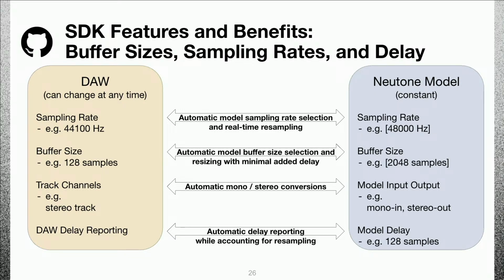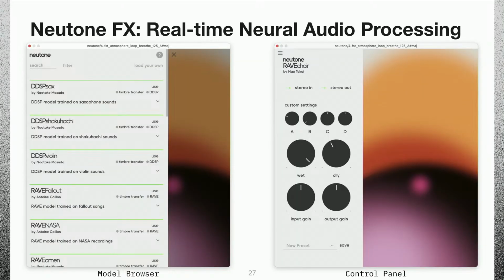And this means automatic sampling and buffer size selection, mono/stereo, delay, all these different things. We're actually releasing a paper about this coming out in a few weeks that has more details, but just know that a lot of effort went into this to make it work. And so this is what it looks like.